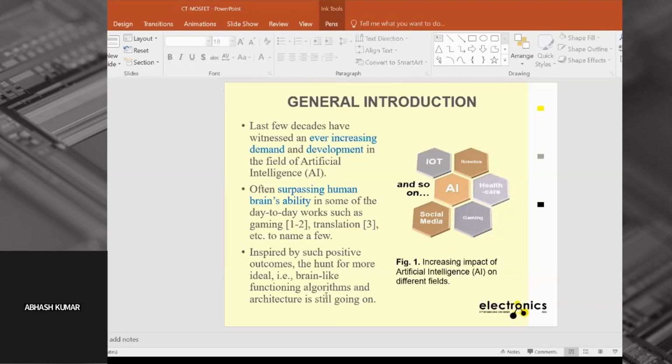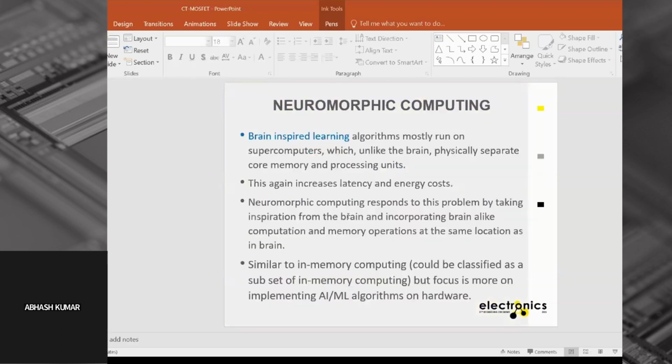Inspired by such positive outcomes, people are working on different AI-based neuromorphic devices. So what is neuromorphic computing? It is a brain-inspired learning algorithm which people are trying to run on hardware. Why hardware? Because a hardware-based system is often preferred since it can be operated at isolated places, and hardware-based algorithms are observed to be faster than software-based implementations. So people are working on neuromorphic computing to get things done intelligently on the hardware itself.